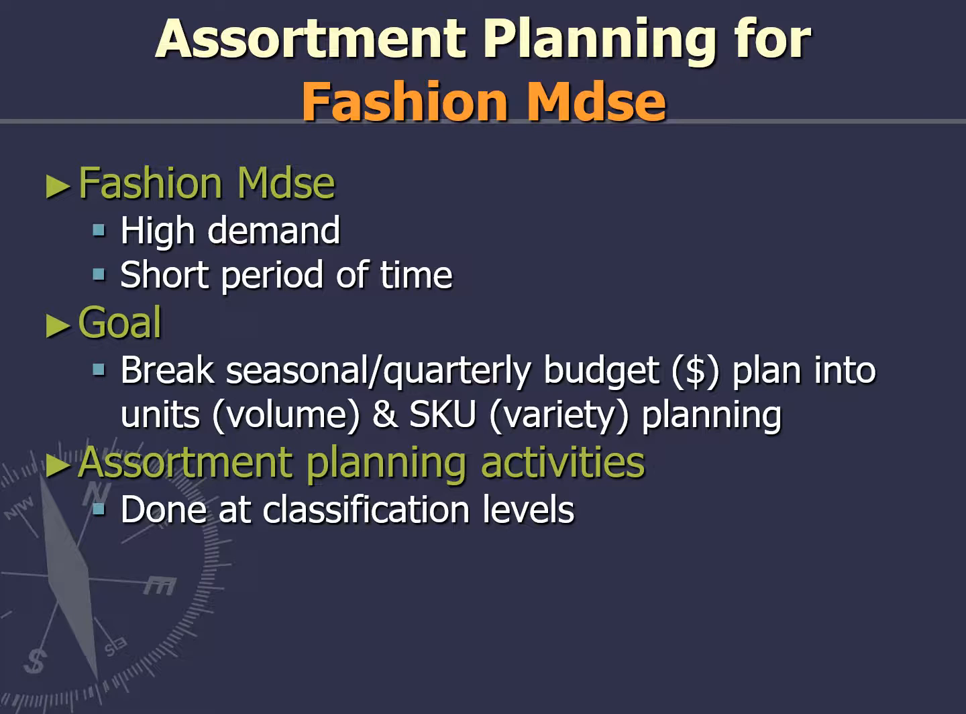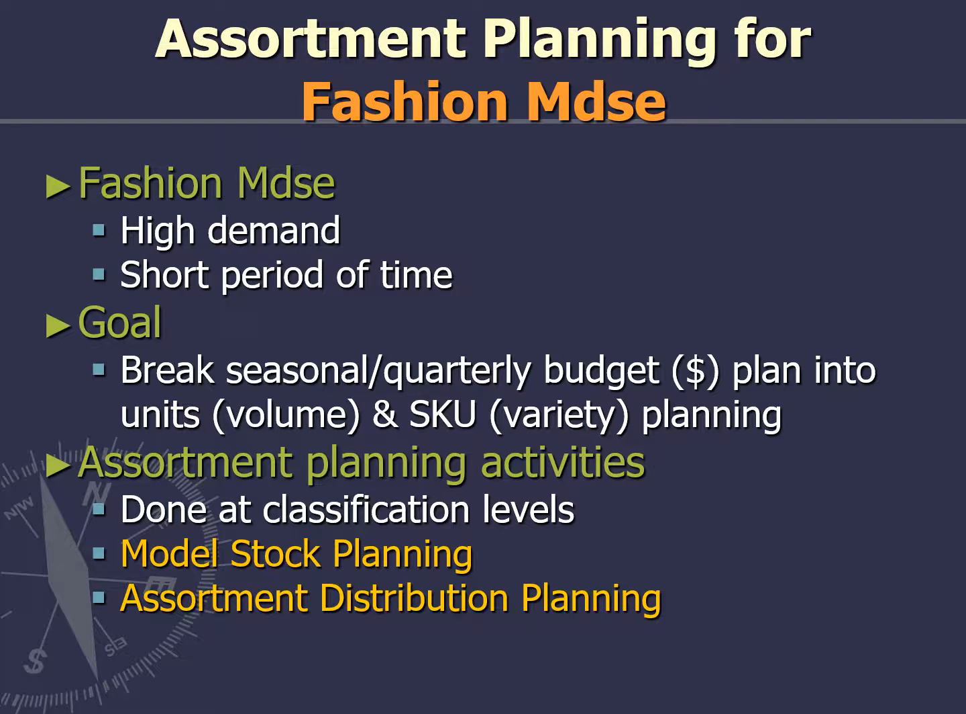Therefore, due to this characteristic, fashion merchandise assortment planning usually aims at breaking the seasonal or quarterly dollar budget plans into actual number of units and SKUs planning. And this planning has to be done at the classification levels, not at the individual merchandise item level, because for each individual merchandise item the demand can change, so you can't really plan at the individual item level, but it has to be done at the classification level.